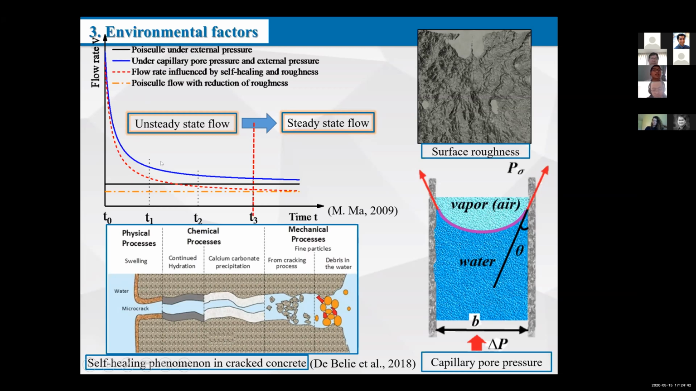However, this blue line, under the capillary pore pressure and the external pressure, has a higher flow rate, and then it tends to become stable. It means there is a transition from unsteady state flow to the steady state flow.